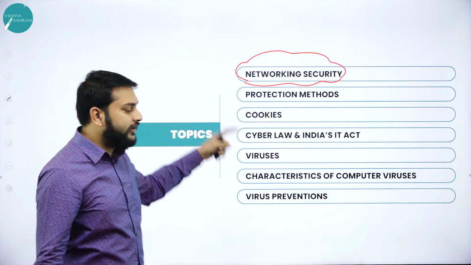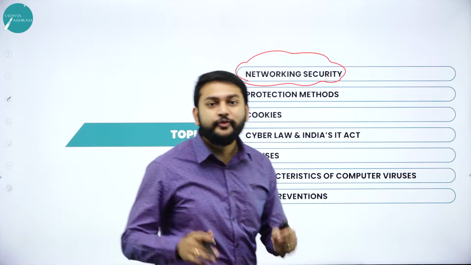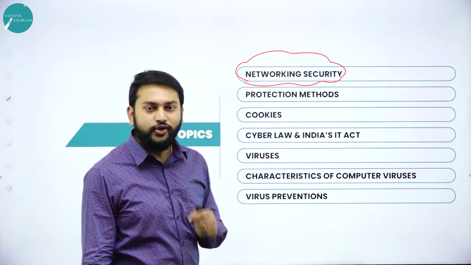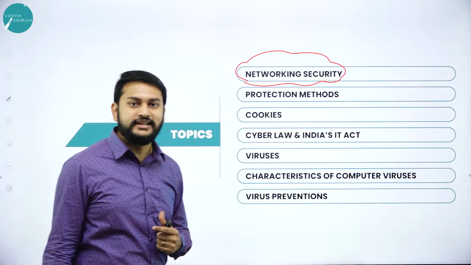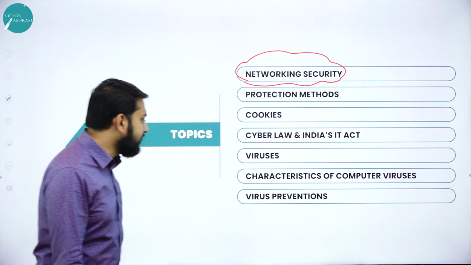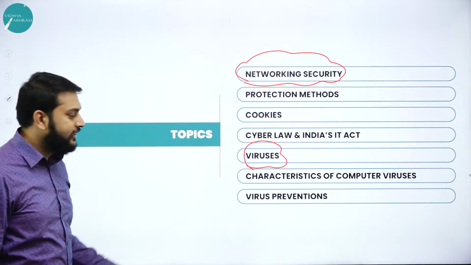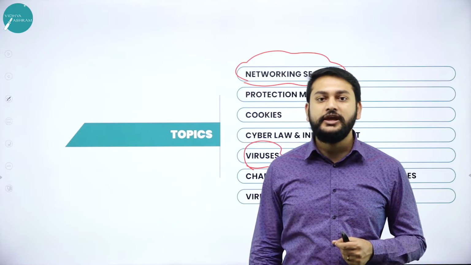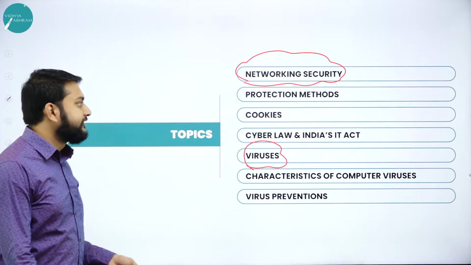What is the next one that we have? Protection methods. The next one that we have is cookies. If I say cookies, not biscuits. It's something very interesting, I will explain that. And then cyber law and the Indian Act, viruses, different types of virus that we have, characteristics of computer virus, and then virus prevention. So this is what I'm going to speak about in today's session. So let's get into the session, dear students.